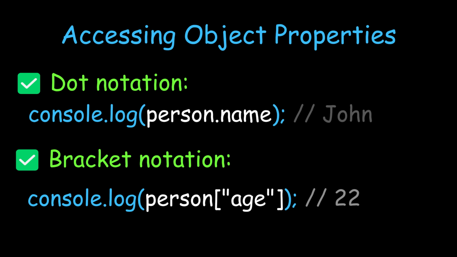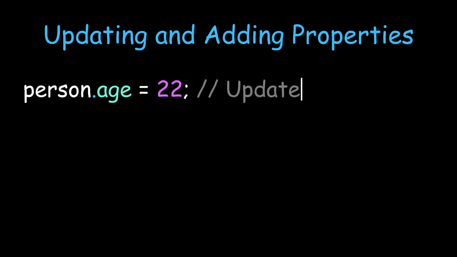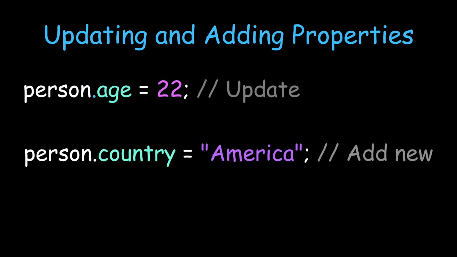You can also update and add new properties, like this: person.age = 22. So this will update the person's age, and if we want to add a new property, we can do person.country = "America". This will add a new property. And you can also get and print all properties in the console.